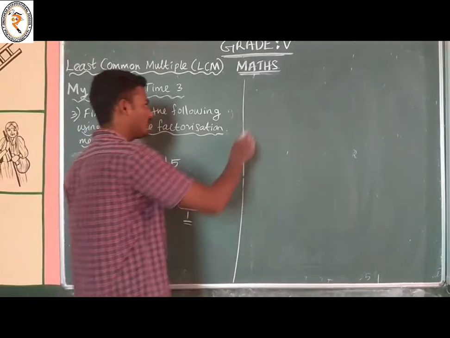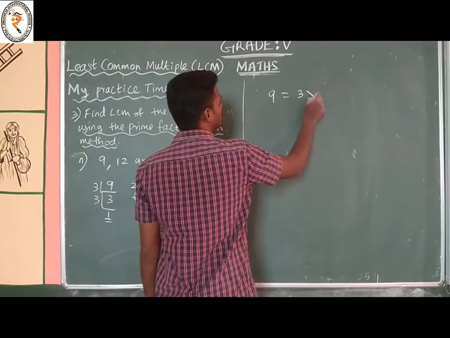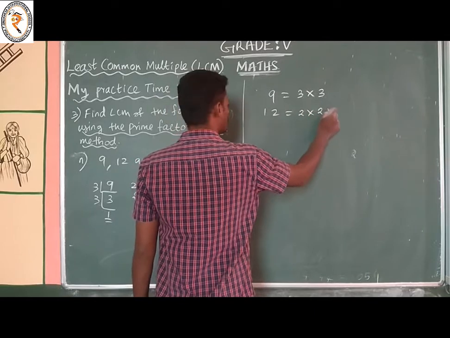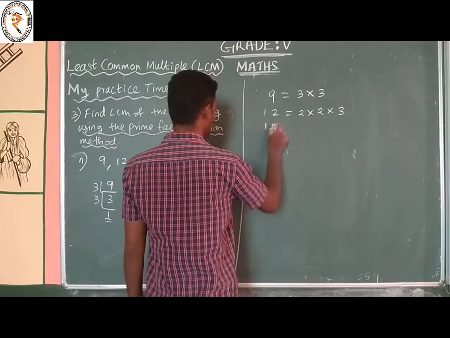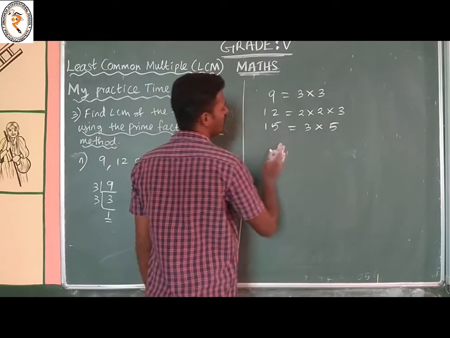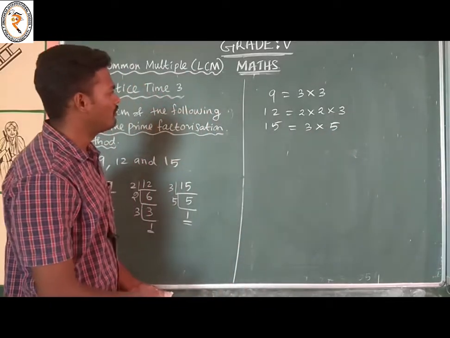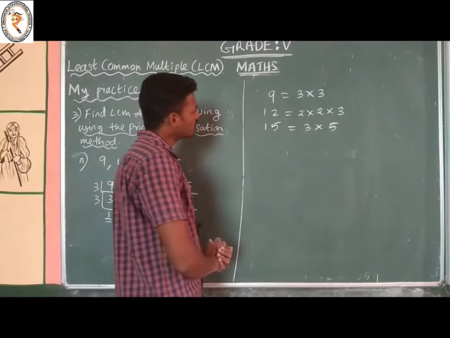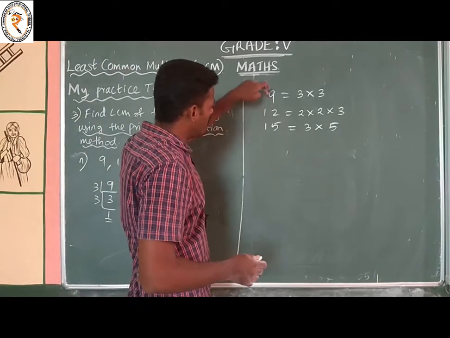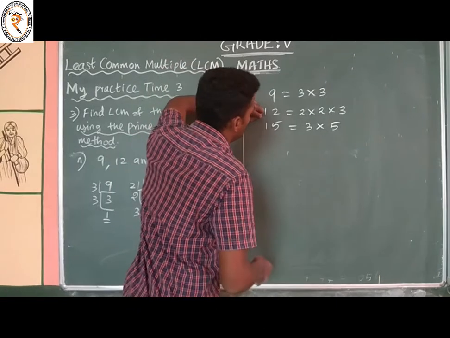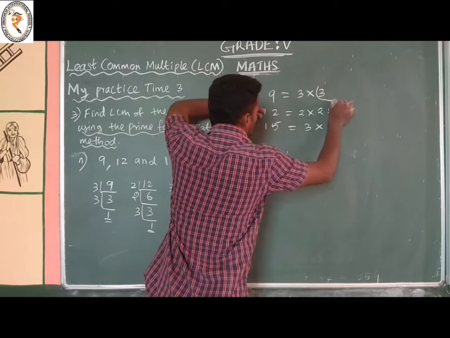Therefore, 9 we can write 3 into 3. 12 we can write 2 into 2 into 3. 15 we can write 3 into 5. Find the common numbers in the 3 numbers. So the common number is 3.